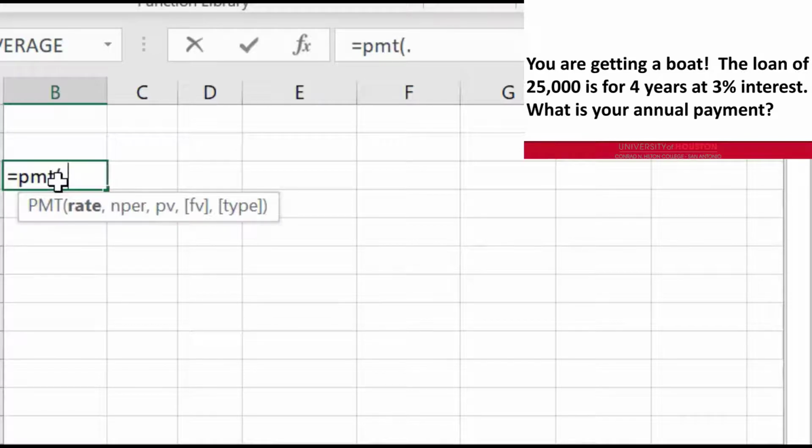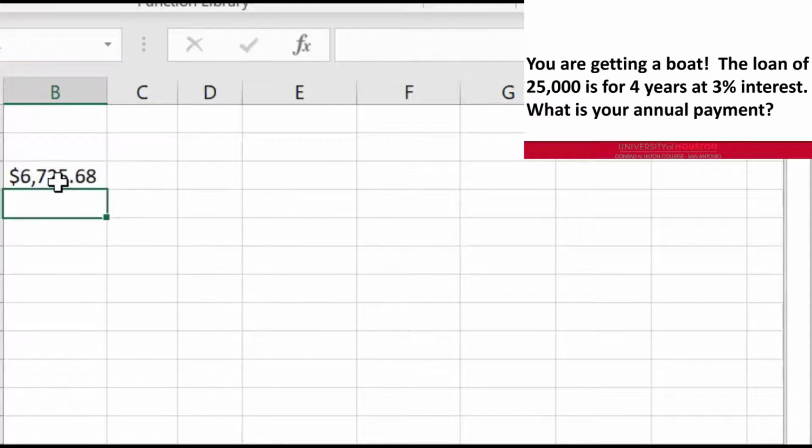The interest rate is 3%. The number of periods is 4 years. And a loan is always present value, so that's going to be $25,000 in present value. We get that the payment on this boat would be $6,725.68.